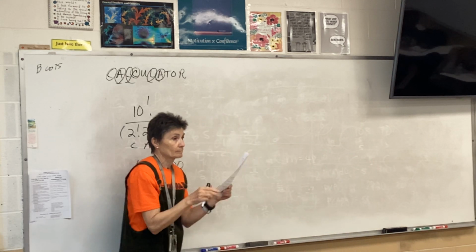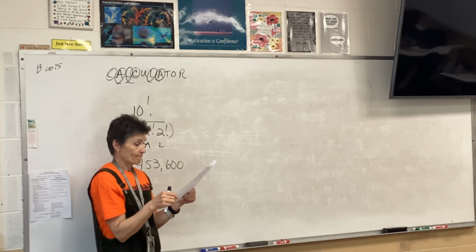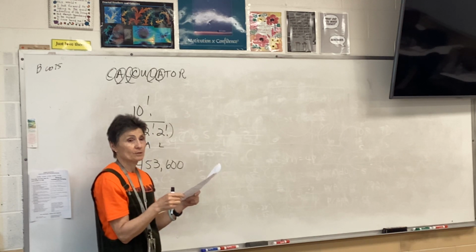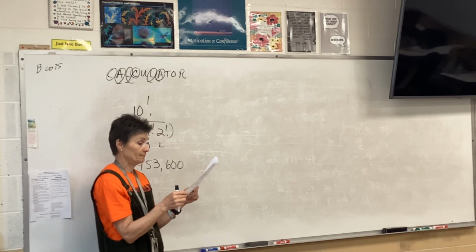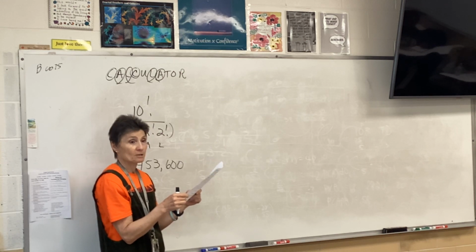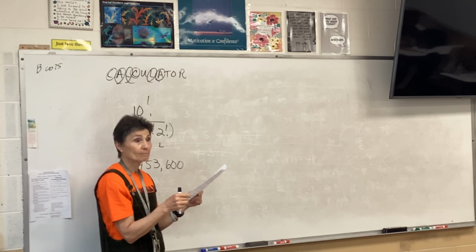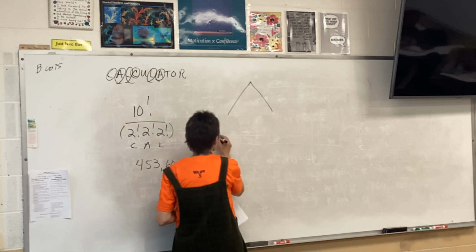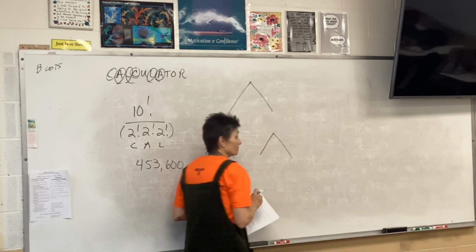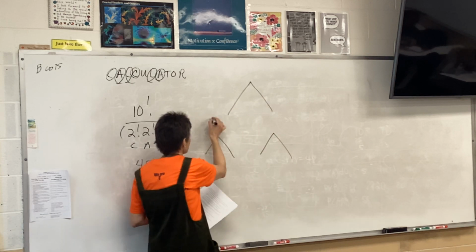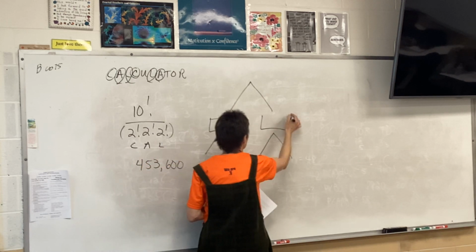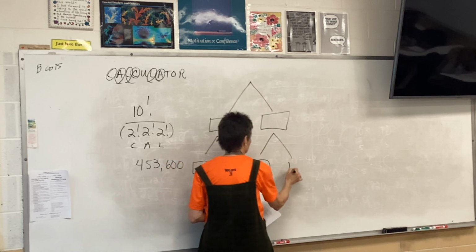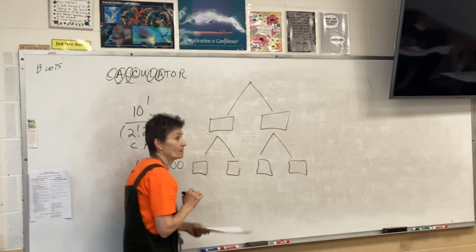Number 11. What's your strategy here? What's your thought when you read it? It's going to be a tree diagram. So you know your tree diagram is going to look like this. And you're going to write something here and here, and something here, here, here, and here. All right, so here we go.